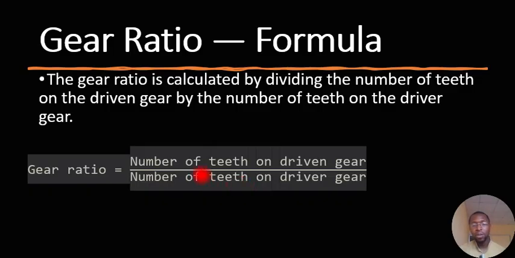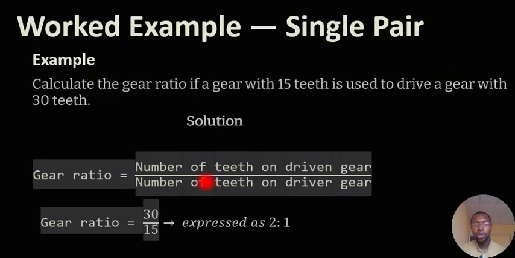Once you know the number of teeth on the driven gear and you know the number of teeth on the driver gear, you just divide them, and that will give you the result. So that's the formula for gear ratio. Let's see an example on that.